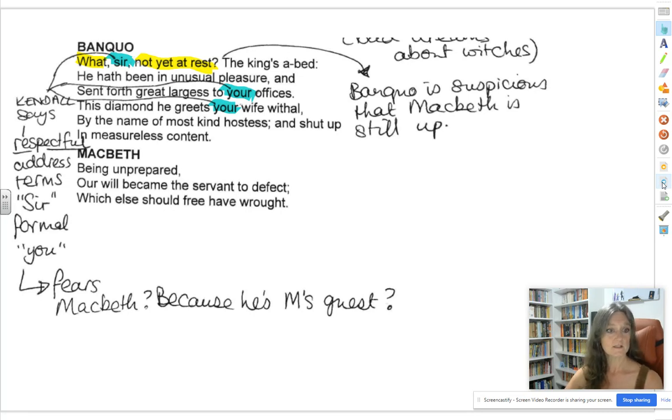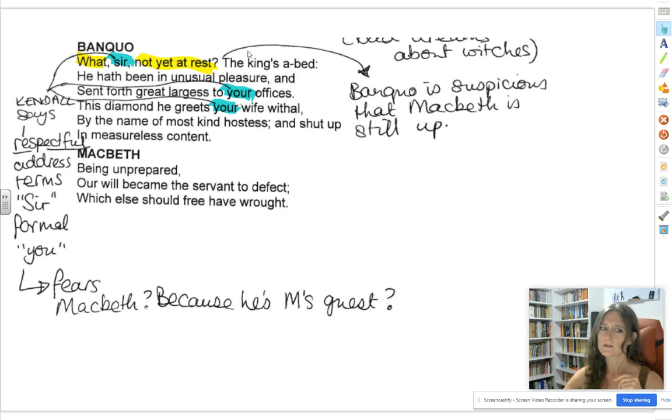And this is nice. Duncan seems to have given Lady Macbeth a beautiful present, a diamond. I should imagine that would probably make Macbeth feel slightly more guilty again about killing King Duncan, the fact that he's been so generous in accepting Lady Macbeth's hospitality. Anyway, a little bit off the point there.